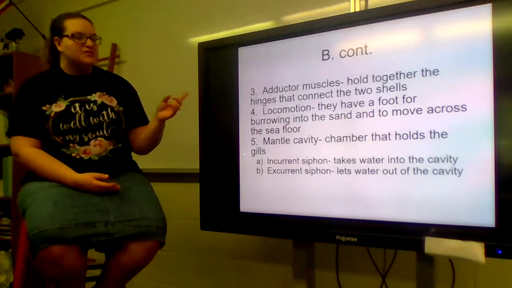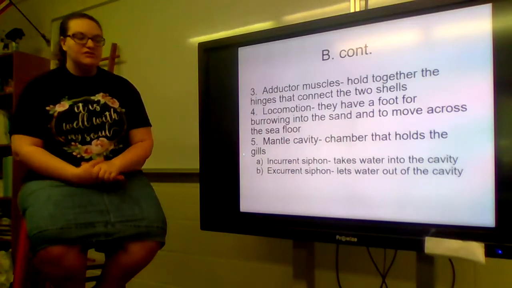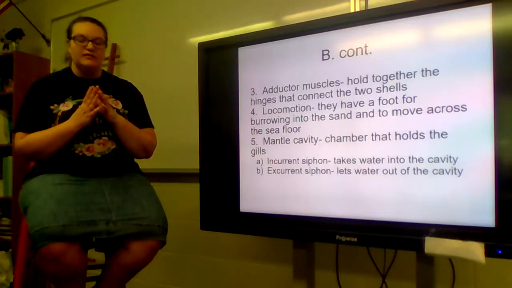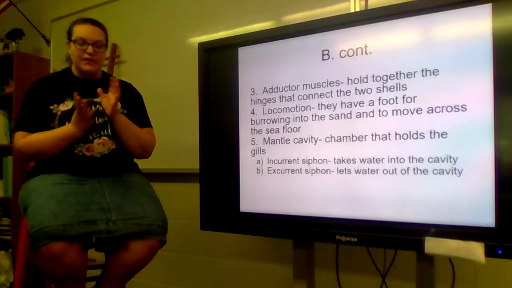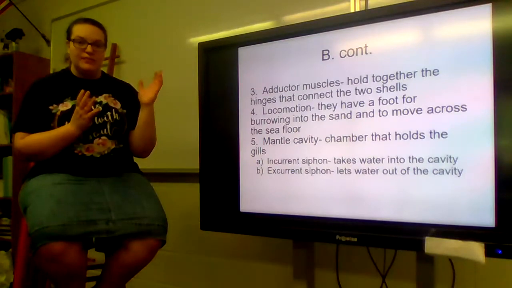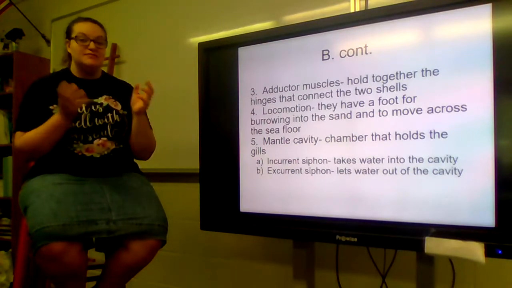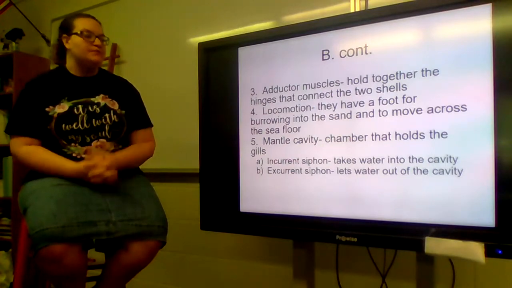They also have adductor muscles, which hold the hinges of the two shells together. It's why, when they open the top shell from the bottom shell, the top shell doesn't pop off and float away into the ocean. It's because these muscles are holding it in place.